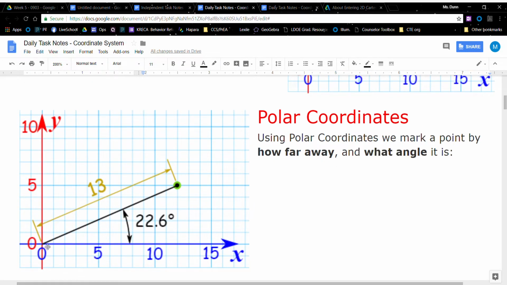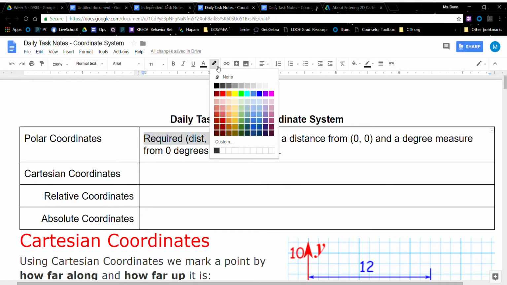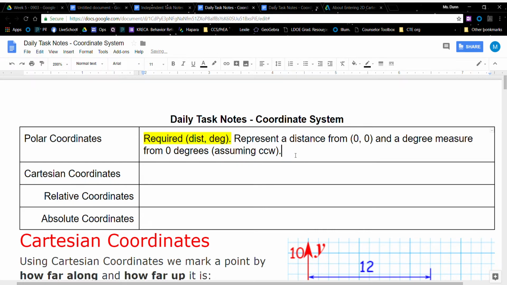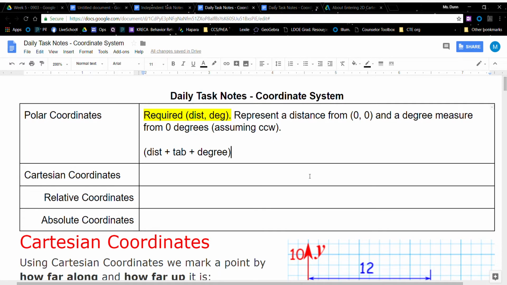So when I think about polar coordinates, this line is 13. So when I type this into AutoCAD, I specified my point at 0, 0. I said go 13 units out and then go 22.6 degrees up from 0 to create this line. That's what I would have done with a polar degree. So now what I want you to do is highlight this part, because when you're entering in polar coordinates, you're always going to say the distance. You're going to tab over and then give the degree measure. That's how you're going to enter it, and we're going to see that in the lesson today.